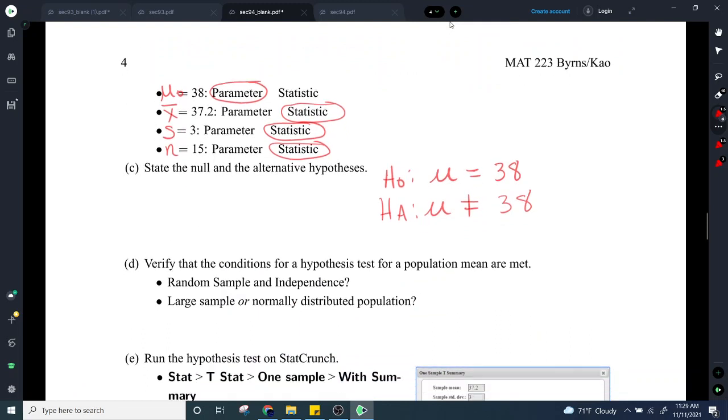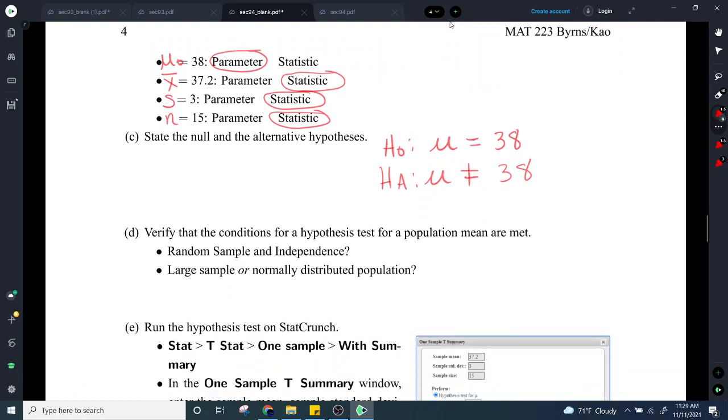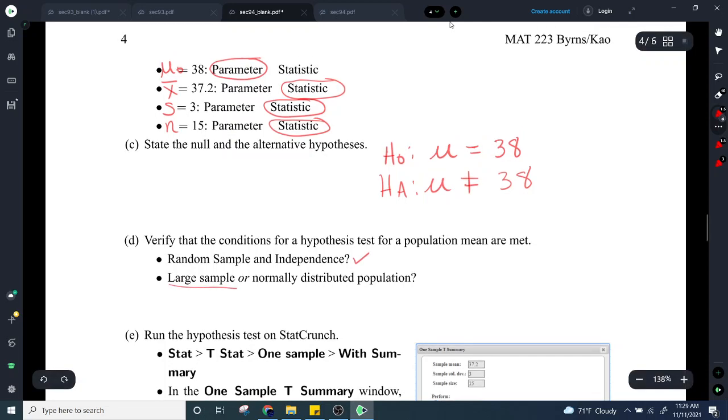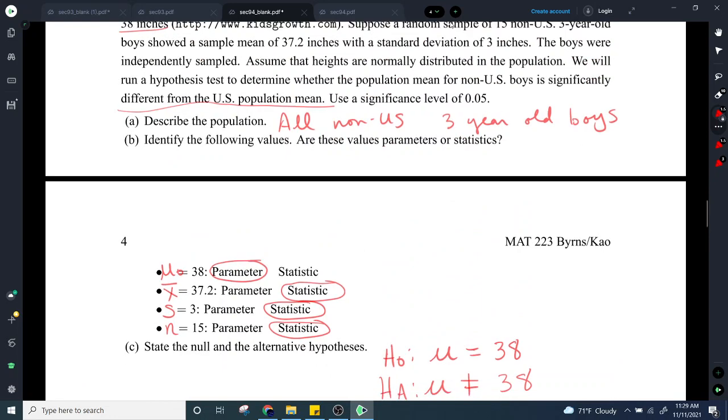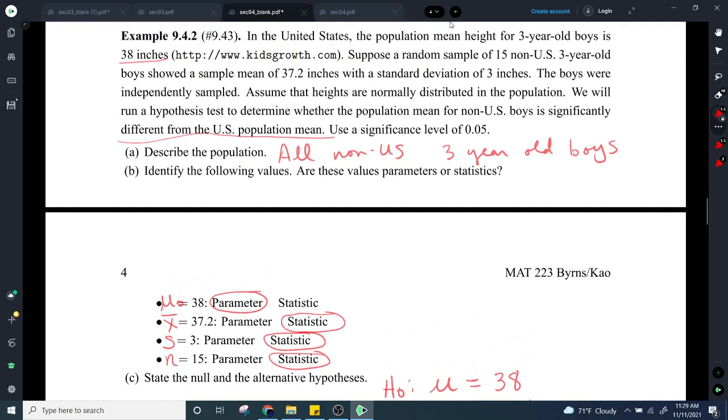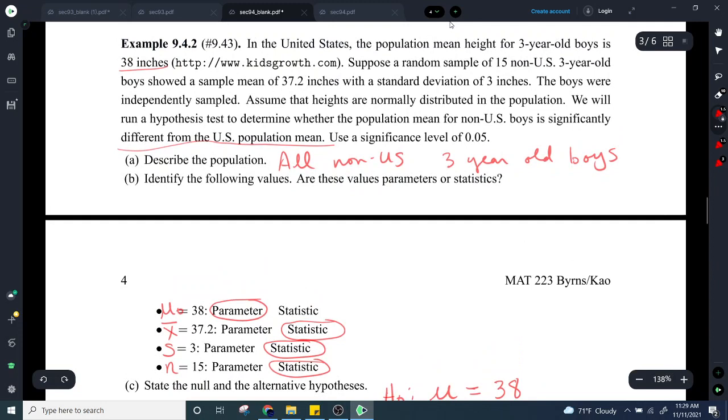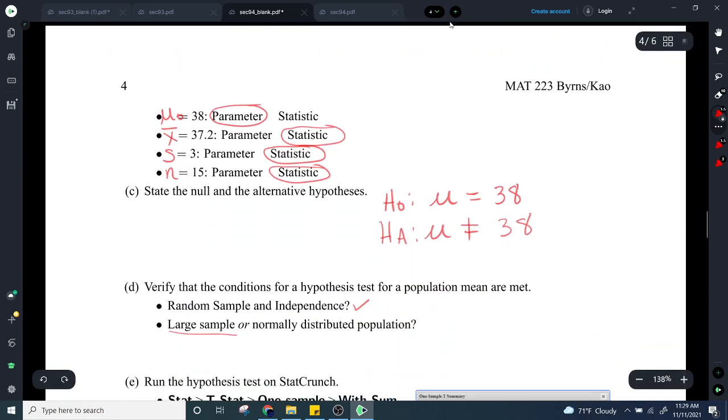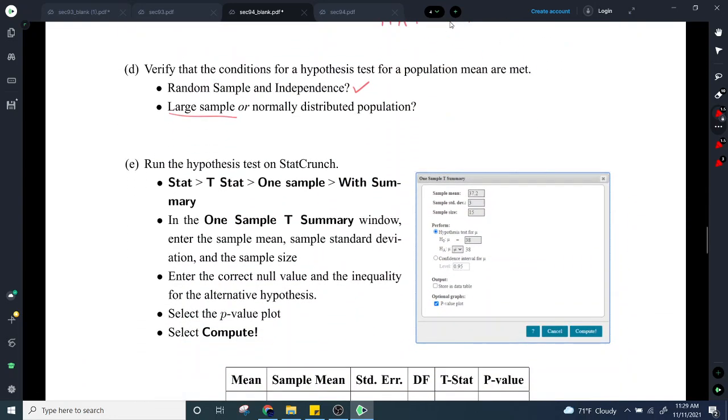Verify that the conditions for the population are met to run a hypothesis test. We were told that it was a random sample, so we are good. Now, did we have a large sample? Actually, we did not have a large sample. n was only 15. Remember, 25 is our cutoff for a large sample. However, they did tell us in the question that the heights are normally distributed. Heights are generally going to be normally distributed. So because the heights are normally distributed in the population, we are good to go. So yes, the conditions are met.